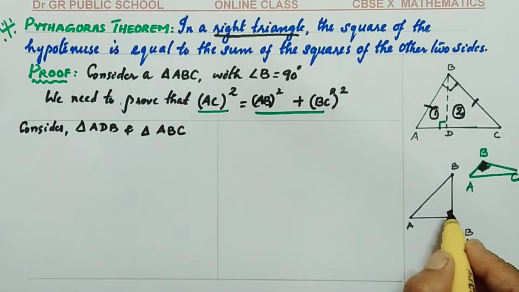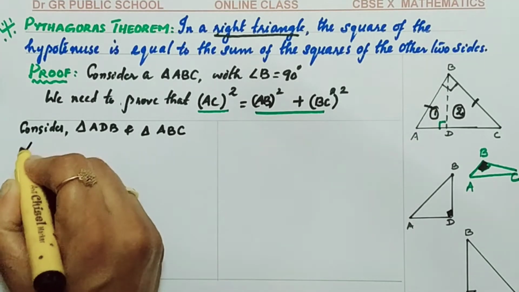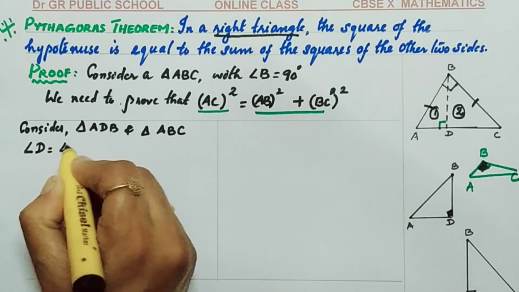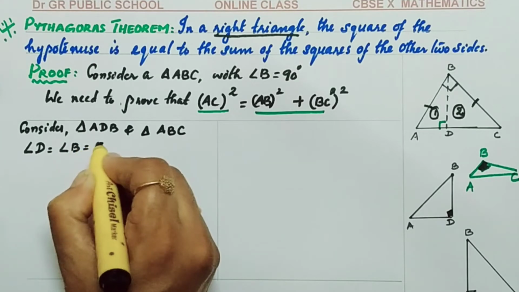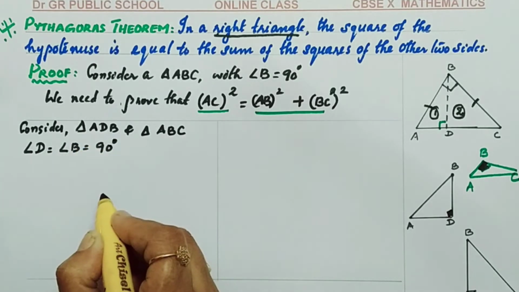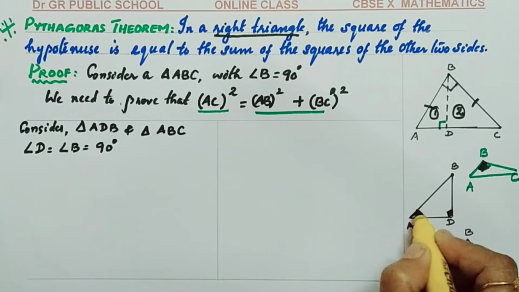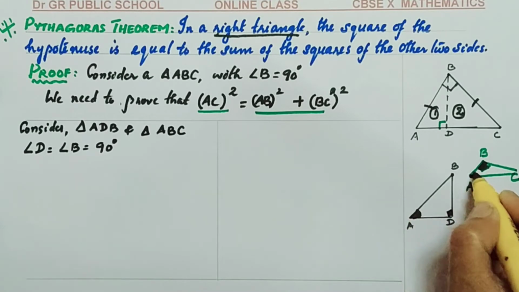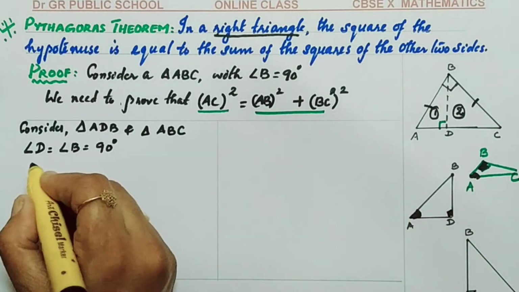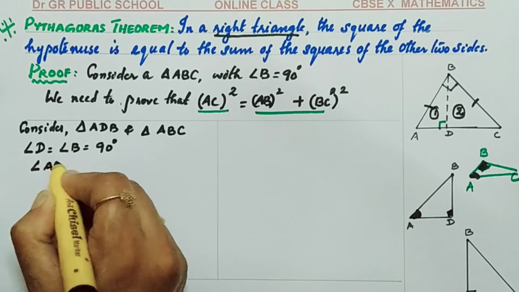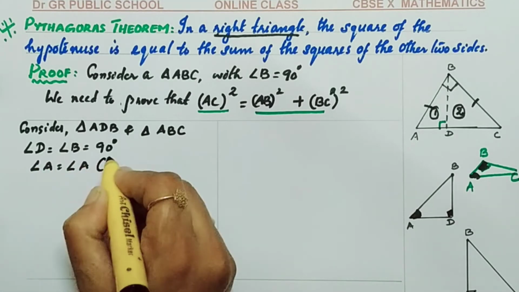Angle D equal to angle B, both equal to 90 degrees. And angle A equal to angle A, the common angle in both the triangles.